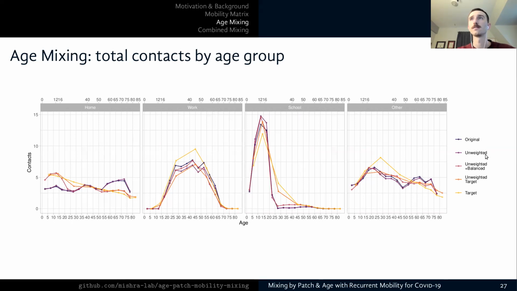We have an unweighted matrix, so after undoing the demographic weighting, then we balance it, so averaging with the transpose, and then we re-stratified it to be the target stratification in terms of age groups. And then we also reweighted it by the target age population or age distribution. And so you can see the contacts stay roughly the same, but it's also kind of hard to disentangle the effect of a slightly different age demographic pyramid for Ontario versus Canada.